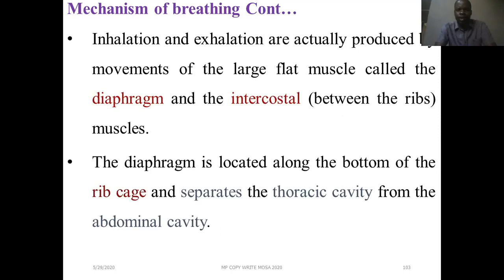The diaphragm is located along the bottom of the rib cage and separates the thoracic cavity from the abdominal cavity. So this dome of muscles separates the thoracic cavity, which functions more for respiration, and the abdominal cavity, which functions more for digestion. This dome of muscle, the diaphragm, separates the two cavities.